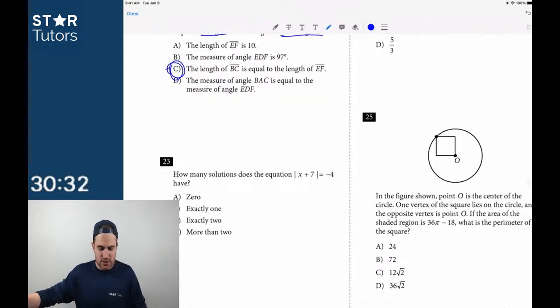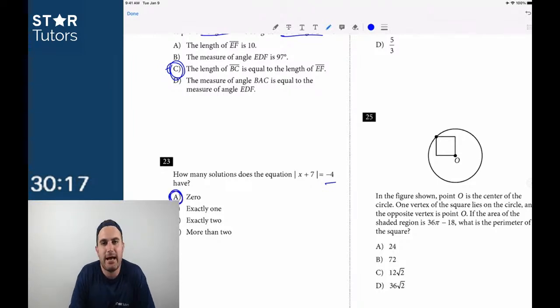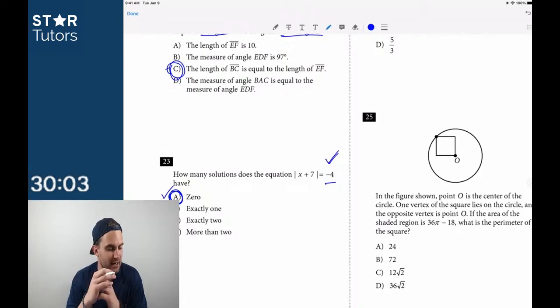How many solutions does the equation |x + 7| = -4 have? Once we take the absolute value of anything, can we ever get a negative 4? No. An absolute value equation will always have either exactly 2 solutions or 0. If they set it equal to negative 4, you can't take the absolute value. That's the whole point: it's the distance from 0, so it always ends up being positive. You can't take the absolute value of something and end up with a negative number.